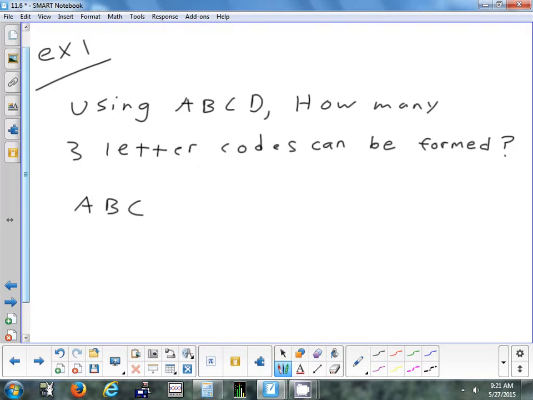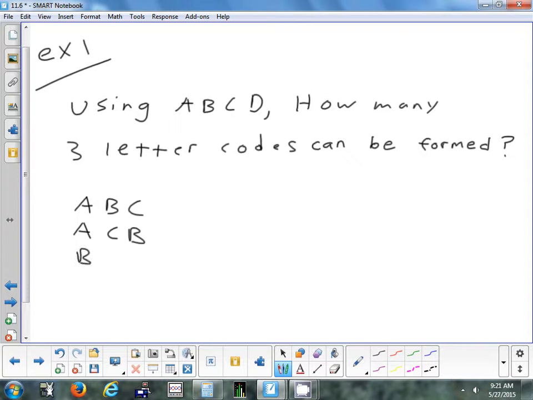You want to just try to do this in an organized way. Don't just start guessing, otherwise you'll forget what you might have done and not done. So the next thing I would do is keep the A first, but just switch the C and the B. Those are all the possibilities you can have with A first, using these 3 letters.